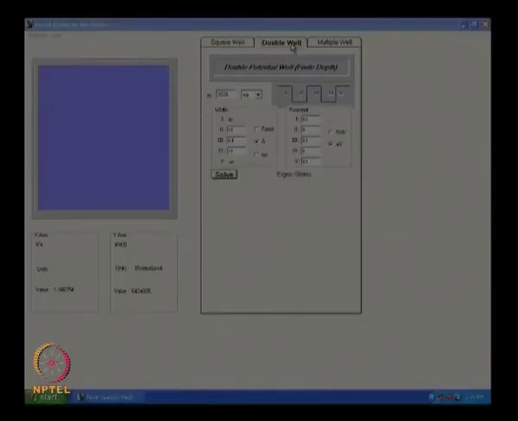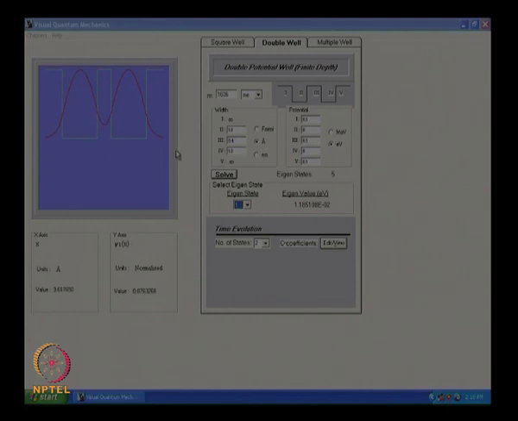So, this is how a square well potential looks. If I had solved a double well problem, then the wave functions would be like this. This double well problem is also a symmetric function of x. So, the wave functions are either symmetric or antisymmetric. The first wave function is like that, and the second wave function is like that, and so on. And the software allows you to calculate the eigenvalues for a multiple well problem.